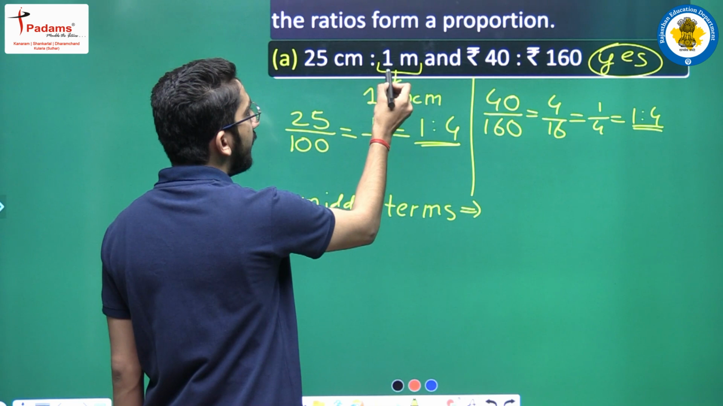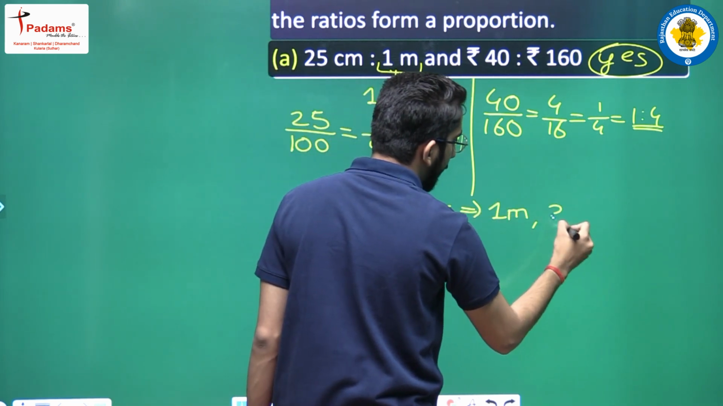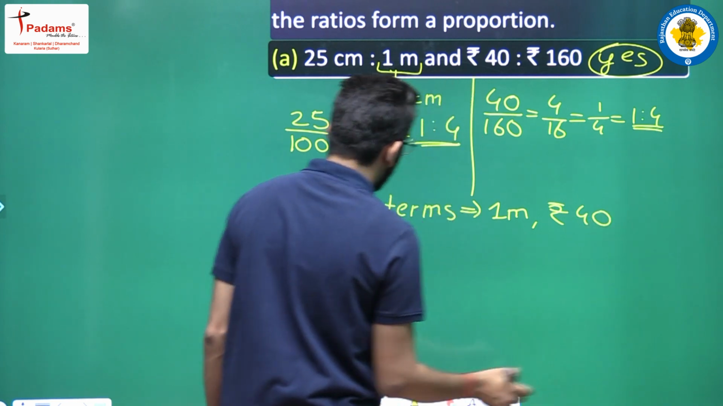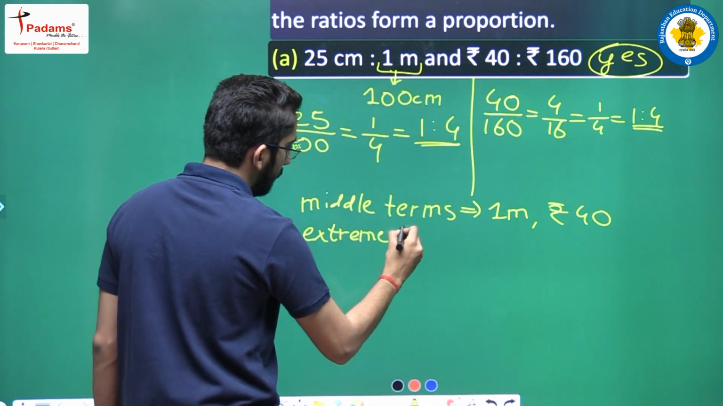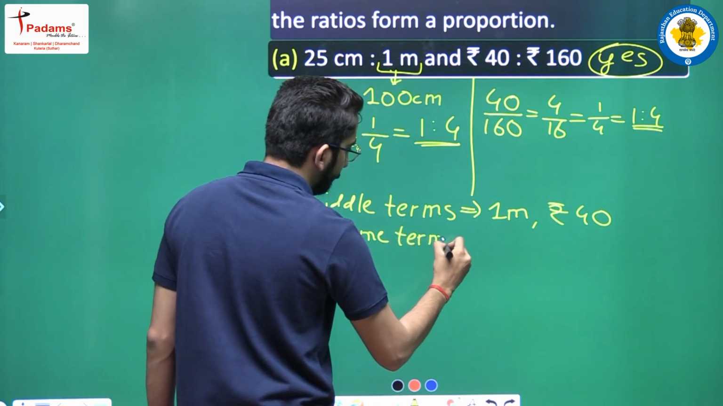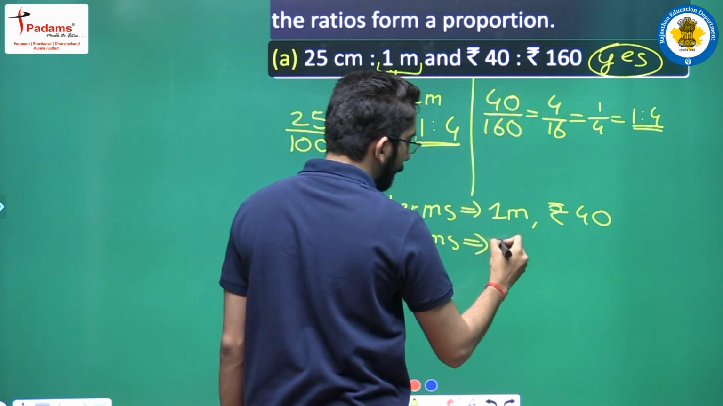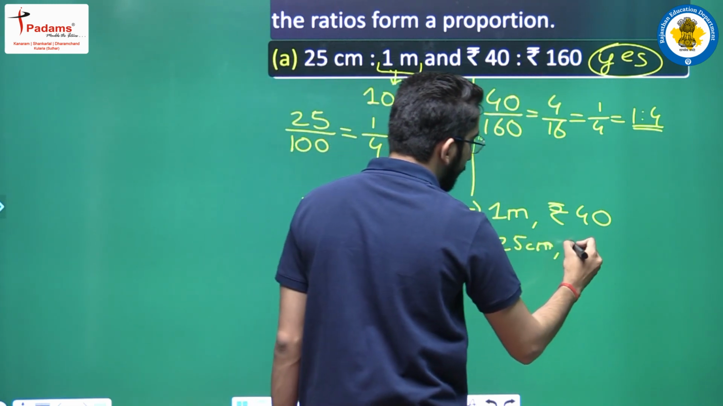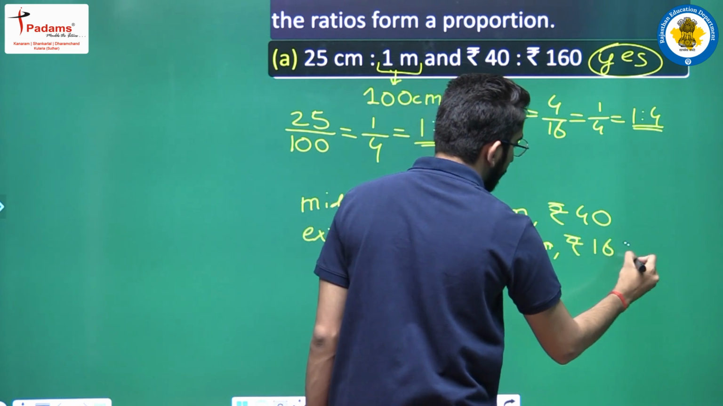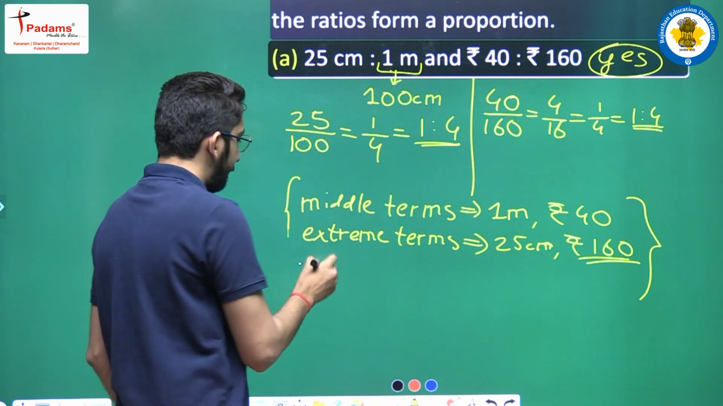So middle terms are 1 meter and rupees 40, and extreme terms are 25 centimeter and rupees 160. ठीक है, क्लियर है, राइट.